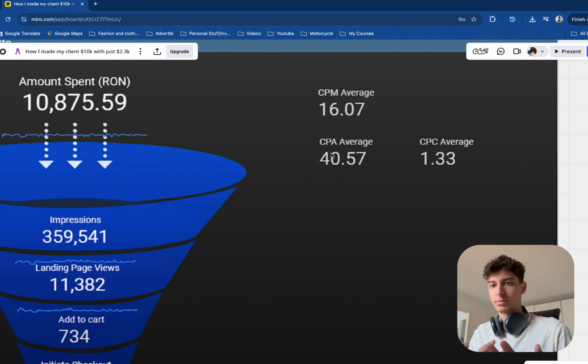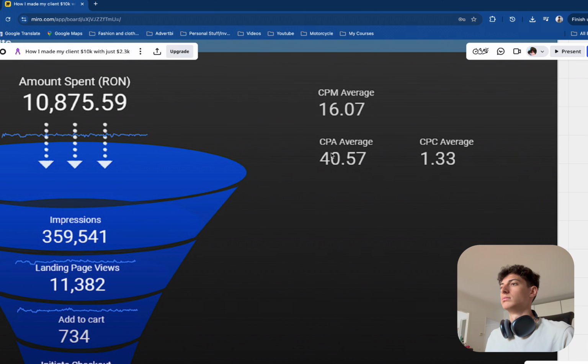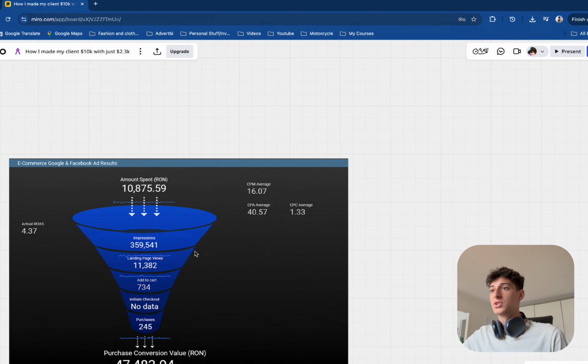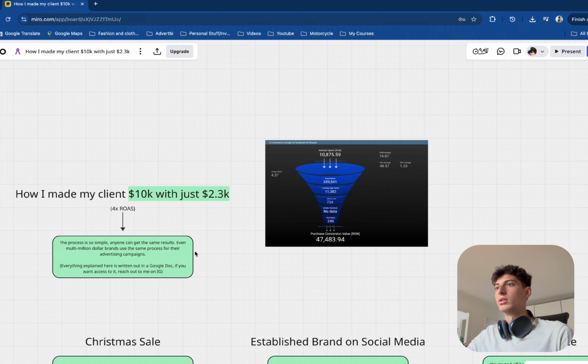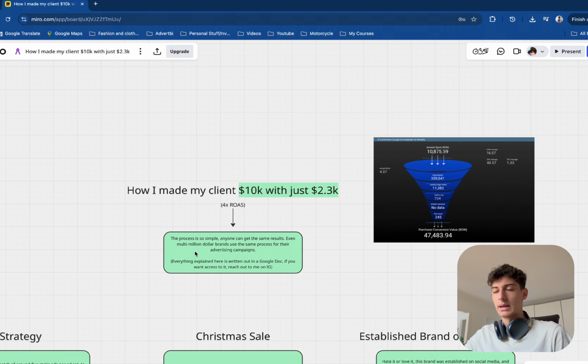For CPA, so cost per acquisition, we were paying around $8 to $9. I'm pretty sure it is what it is to acquire a customer, and the other ones don't really matter. But we were paying this much. Now, the average order value was around $40, a little more. So we were making money on these ads, most of them actually.